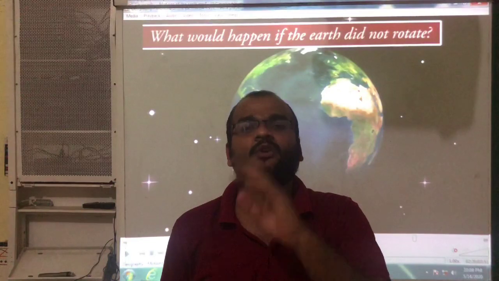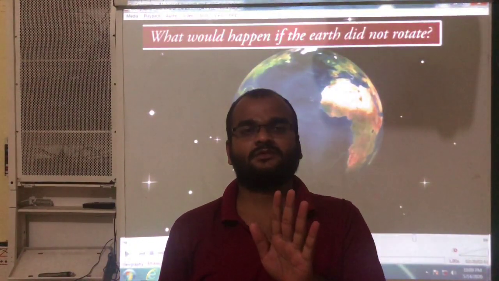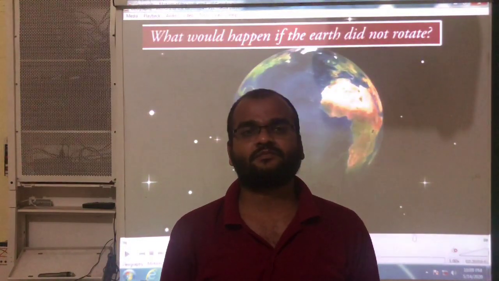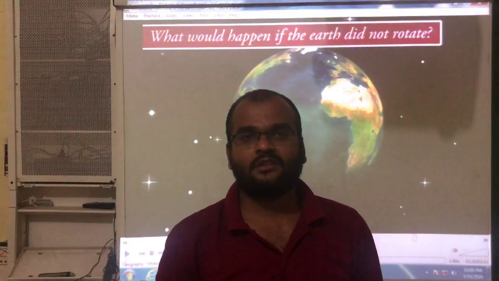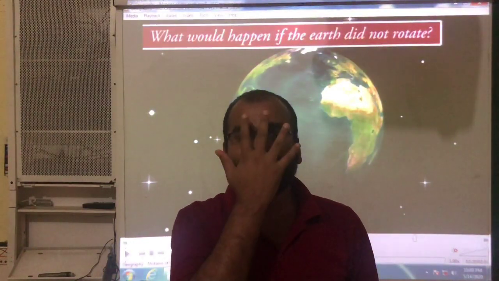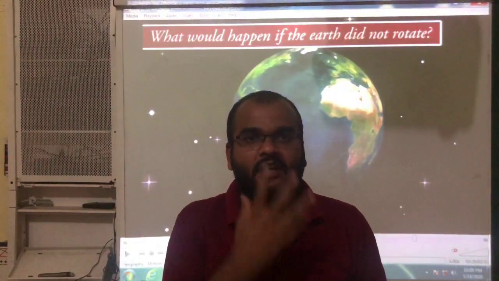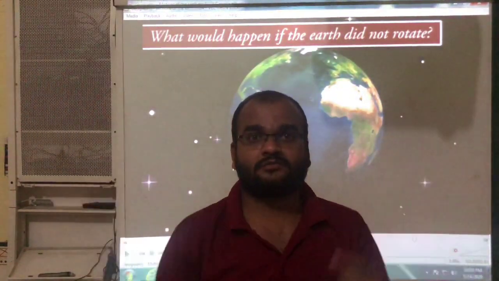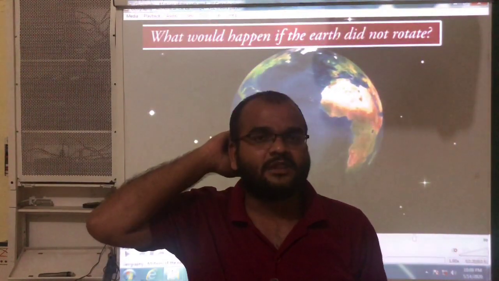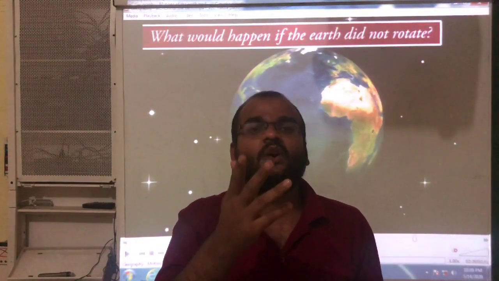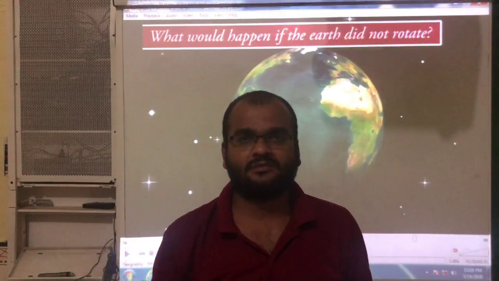If the earth is not rotating around itself, the earth is like this only. Then what happens? Only one side sun rays will fall, and this side only daytime, and the back side always night time. Here the temperature is more, very warm. And on the back side sun rays are not falling, so temperatures are very low. That's very cold.